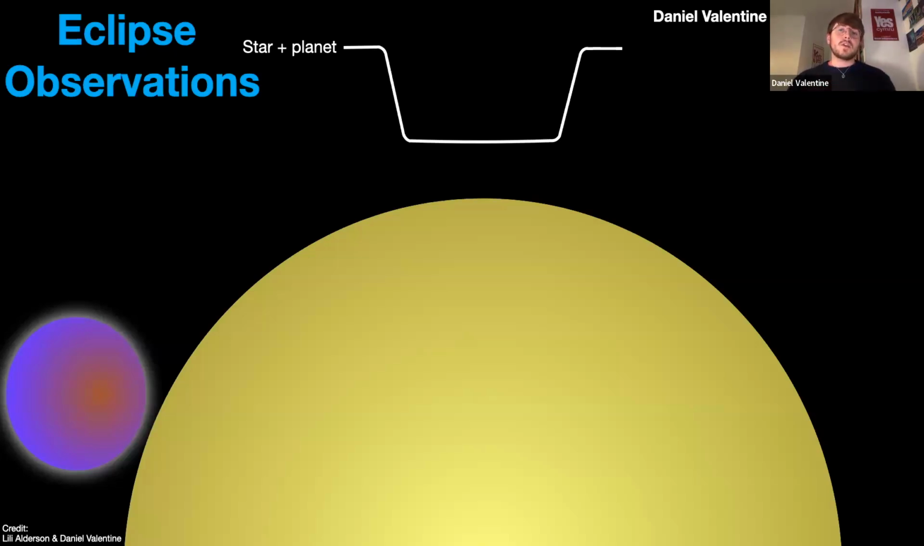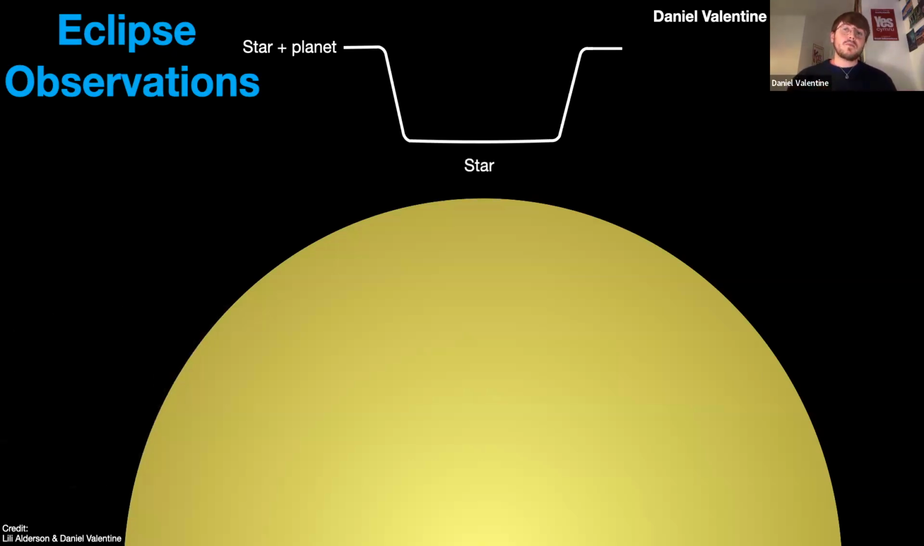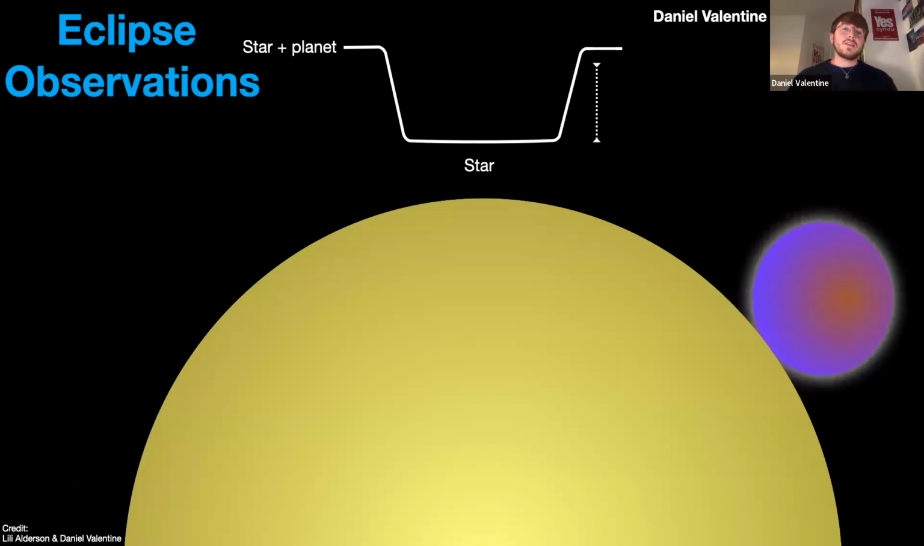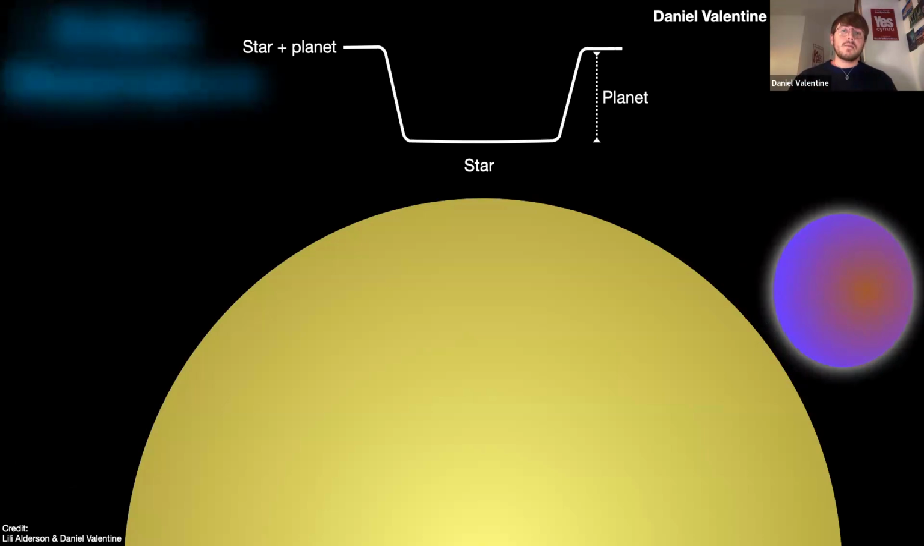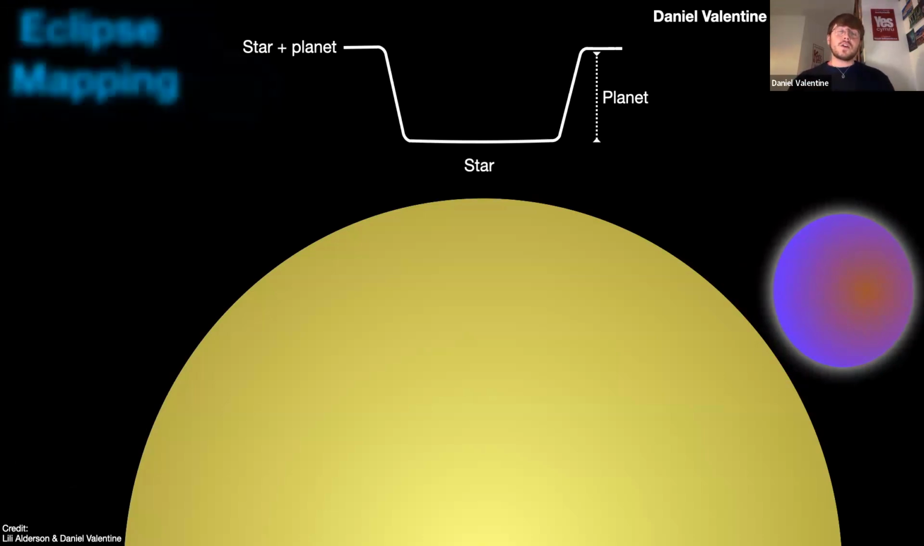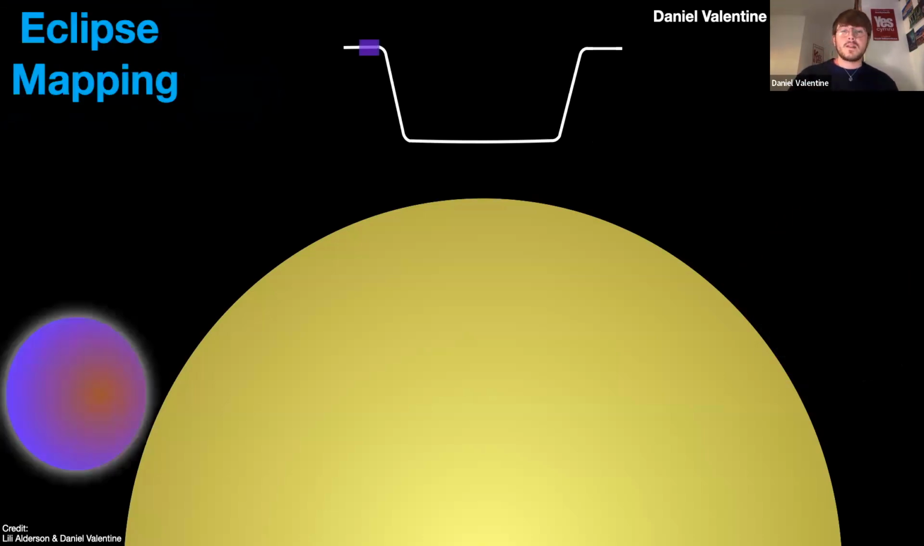Before eclipse, we measure the emission of both the star and the day side of our tidally locked planet. Then during eclipse, we only measure the emission from the star. So by differencing these, we isolate the emission from the planet, allowing us to measure its temperature. But traditionally, we treat the eclipse as essentially instantaneous. So what we actually derive here is a hemispherically averaged approximation of the planet's true temperature profile. But now with eclipse mapping, we can unlock the true 3D profile.